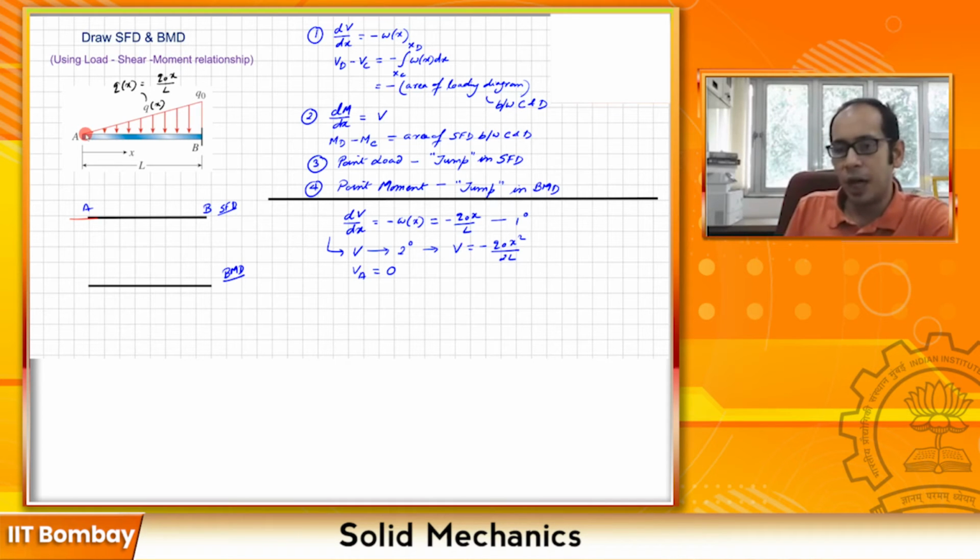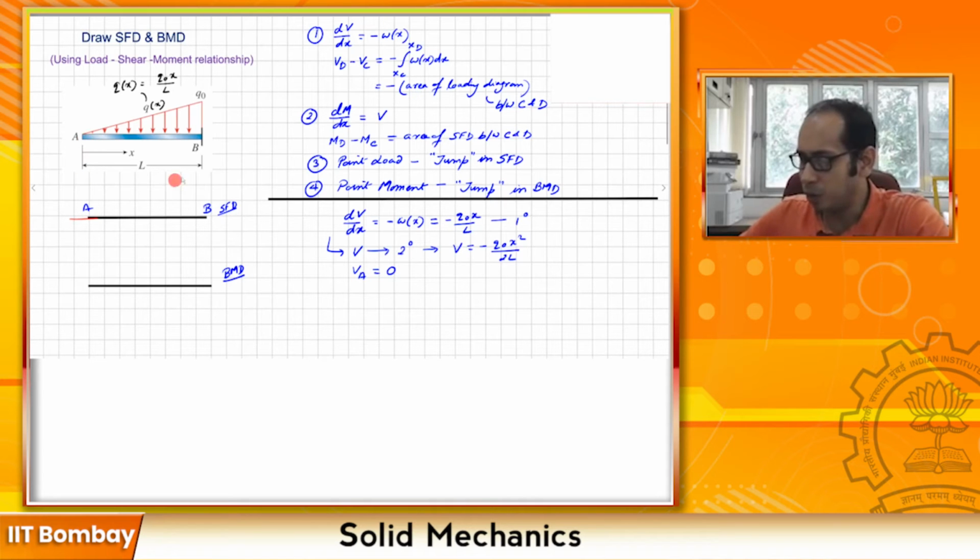Okay, now what is going to be the value of the shear at the point B? How do I find the value of the shear at point B over here? Same, we can use this relationship which we have. So I'm going to write that as VB minus VA is going to be equal to what? It is the negative of the area of the loading diagram between those 2 points.